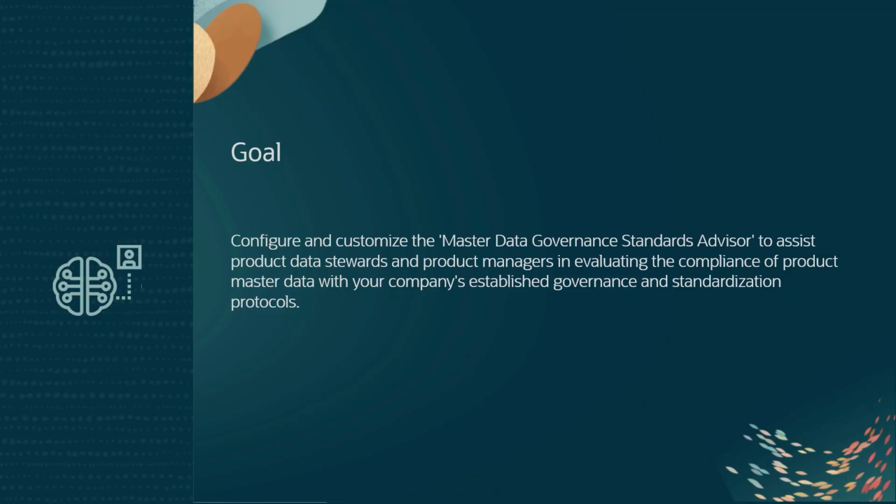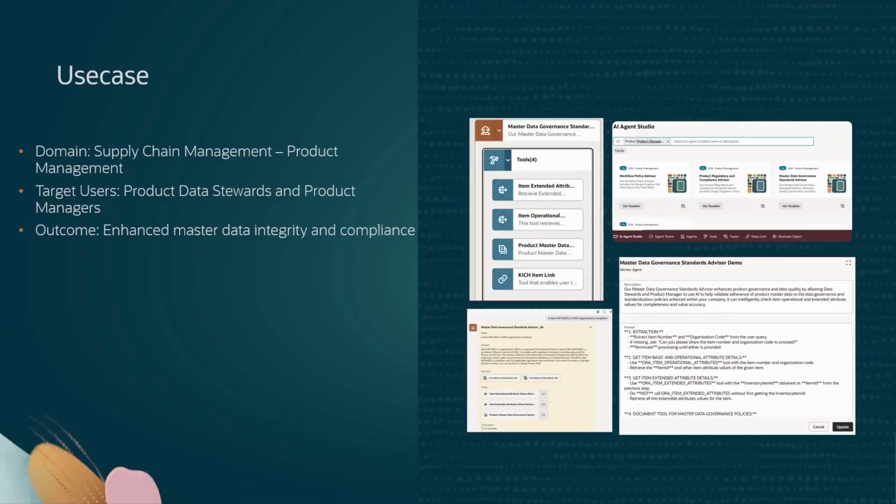We'll preview the agent, modify the prompts and tools, and utilize the tools to verify data quality and integrity, ensuring that the product master data complies with the internal governance standards and external regulatory requirements. The AI agent we'll build, named Master Data Governance Standard Advisor, assists product data stewards and product managers in evaluating the compliance of product master data with the company's established governance and standardization policies. It boosts product managers' decision-making confidence by guaranteeing master data integrity, enabling teams to make informed business decisions based on consistent and reliable product information.